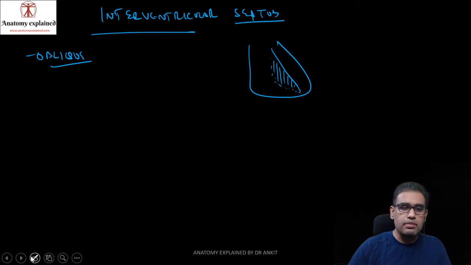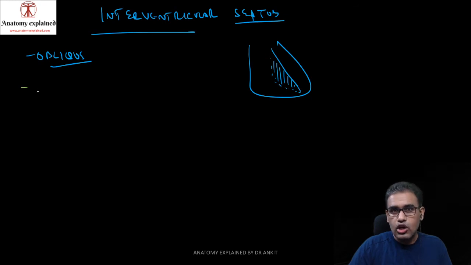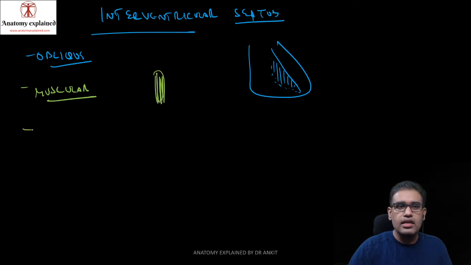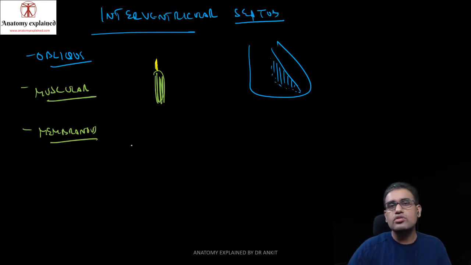Now the interventricular septum has two components: a larger, bigger, major, thicker lower one, that is the muscular part. It is present below, and it is the thicker one. And above it you have a small, thin, upper part that is known as the membranous part. So this is the membranous part of the IV septum, and that is the muscular part of the IV septum.